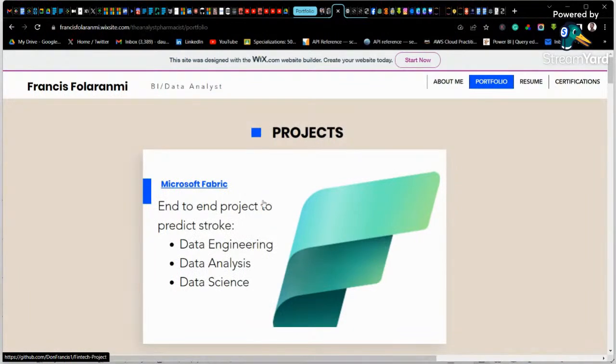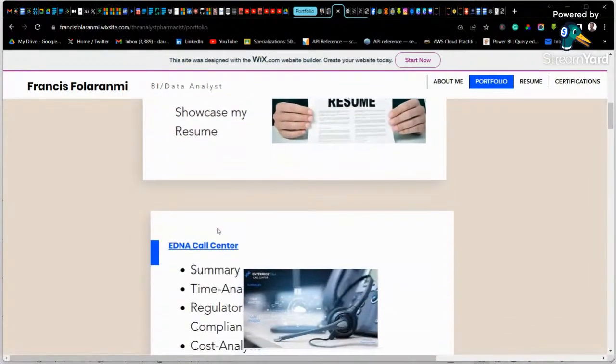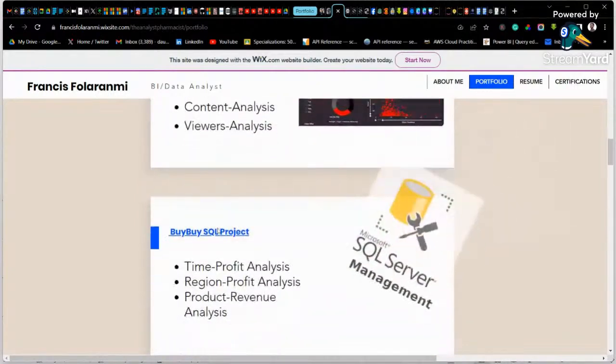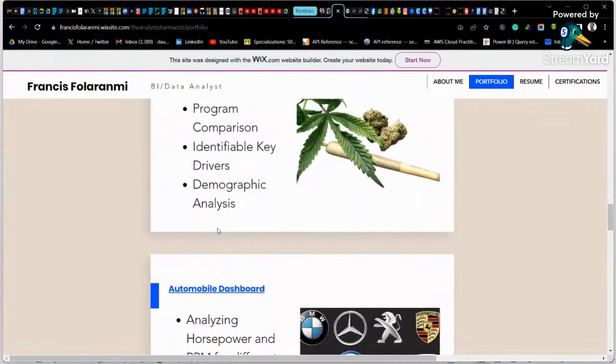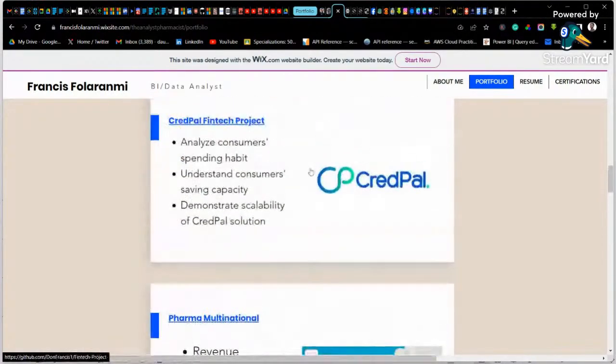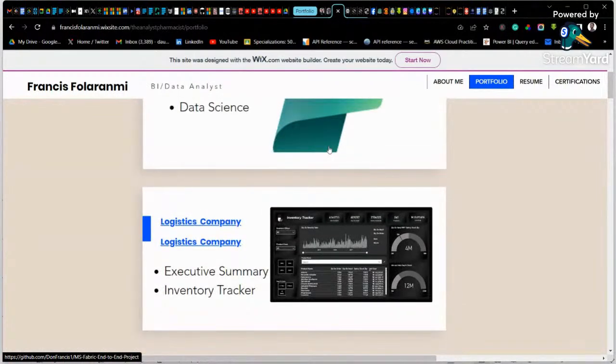So Microsoft Fabric, which is the latest project. You can see logistics, different kinds of projects he has done, in different industries. And if you want to see his resume, the person goes to it and they're like, "Wow, okay, this person has evidence. He has what we need." So they want to reach out to him. They want to see his resume.